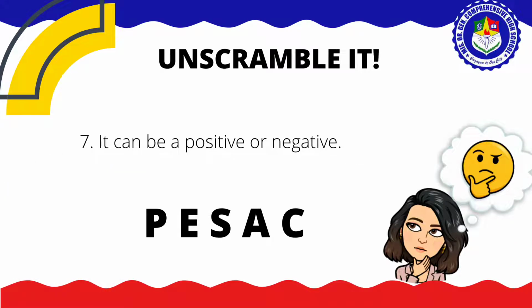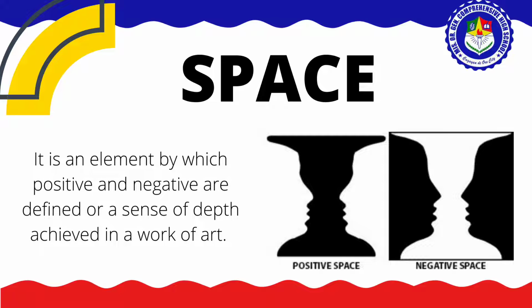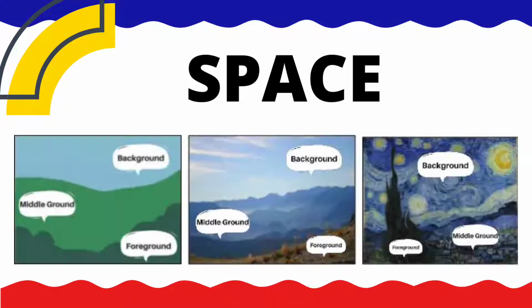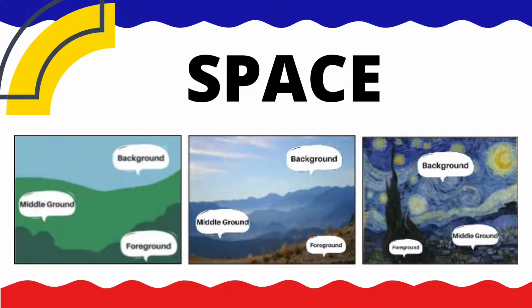Number 7. It can be positive or negative. The answer is space. It is an element by which positive and negative are defined. Positive space refers to the main focus of a picture, while negative space refers to the background, foreground, and middle ground. Space can be manipulated in art based on how the artist uses line, shape, form, and color.